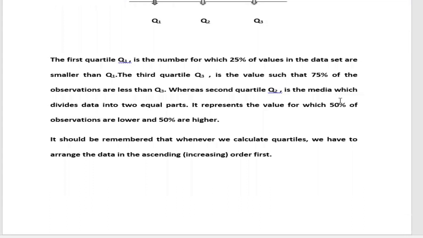When we are going to calculate the quartiles from data, you should remember that first of all, we have to arrange the data in ascending order. It's very important. When we draw or calculate the quartiles manually, we have to arrange the data in ascending order, that is, increasing order.